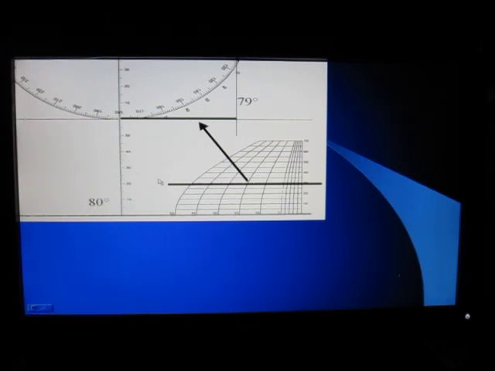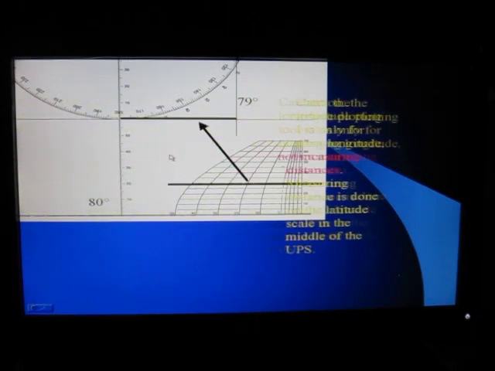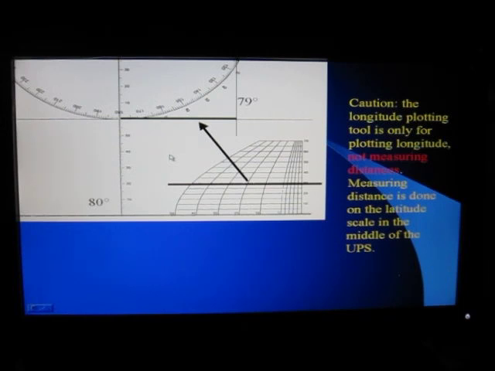Once again, go over this again. Make sure you understand how we measure the longitude degrees right here. This is 1 degree of longitude, and then we transfer it up here in order to plot our additional longitude lines. See how handy that little tool is for us? Now, once again, let me caution you. Don't use this to measure with. This is only for laying out longitudes. All distance measuring has to be done off the middle here.